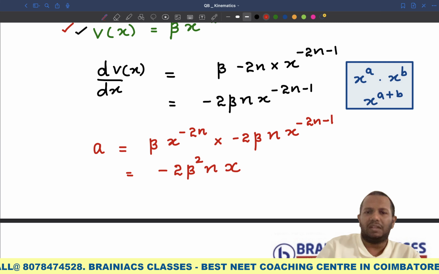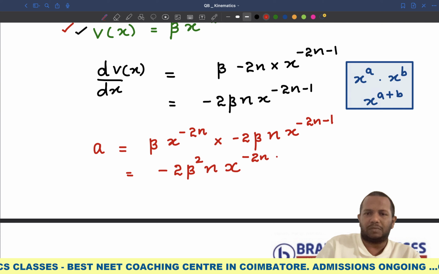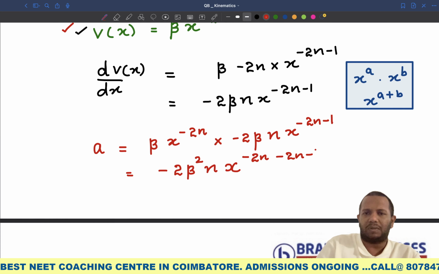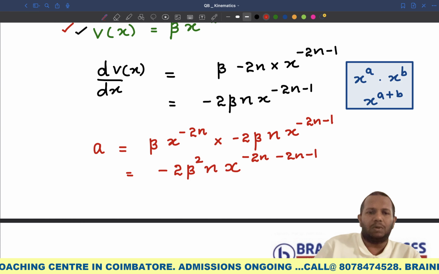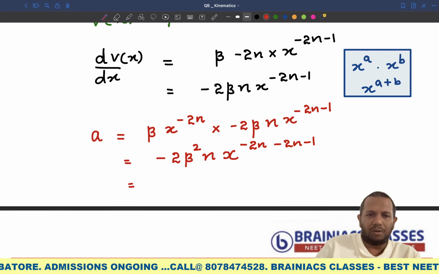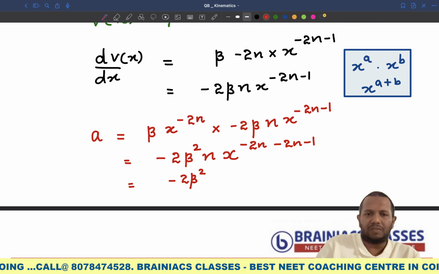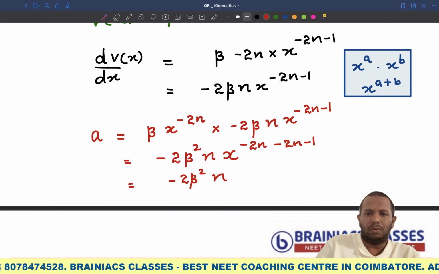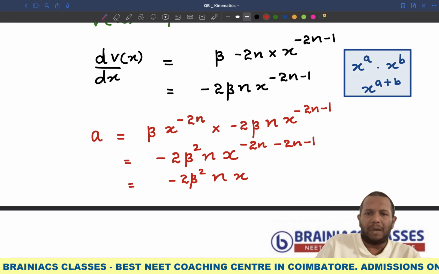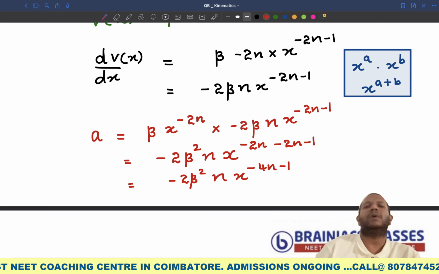So you will get minus 2n plus this term, that is minus 2n minus 1. So what will you get at the end of the day? What you are going to get here is minus 2 beta square n into x raised to minus 4n minus 1. This should be my answer.